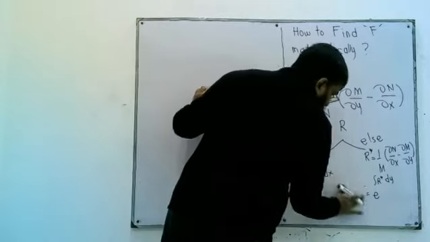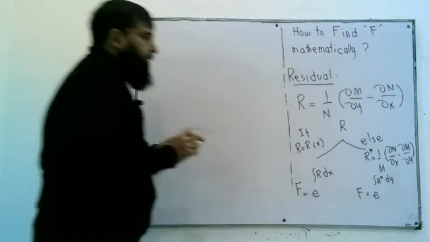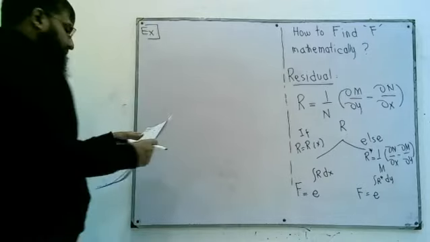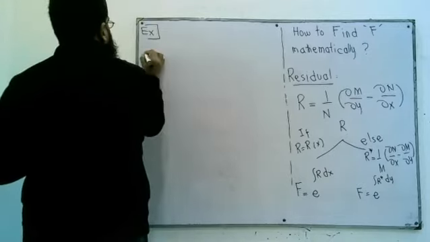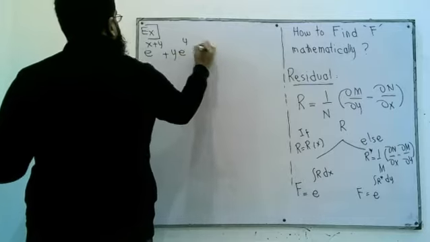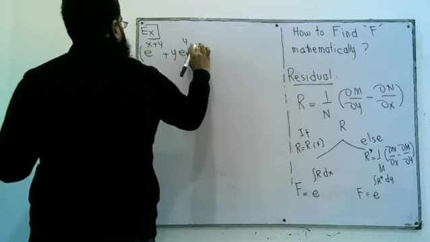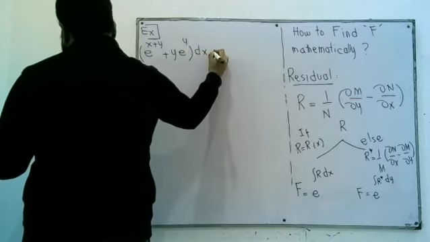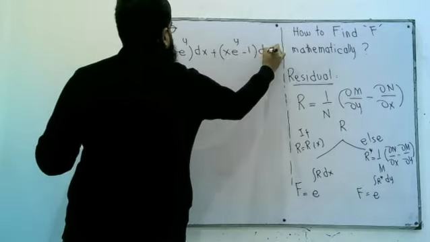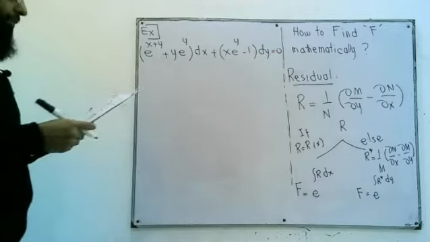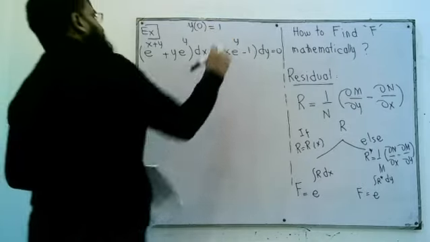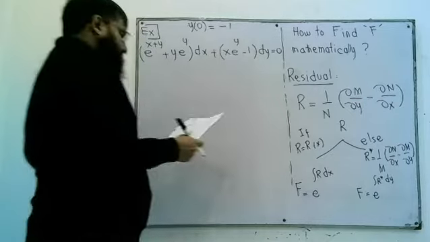So the steps would be: given an ODE, we need to first check whether this is an exact type of ODE or not. So given this equation, the ordinary differential equation, this one plus e to the y minus 1 dy is equal to 0. And of course, we are also given the initial condition that y of 0 is minus 1.